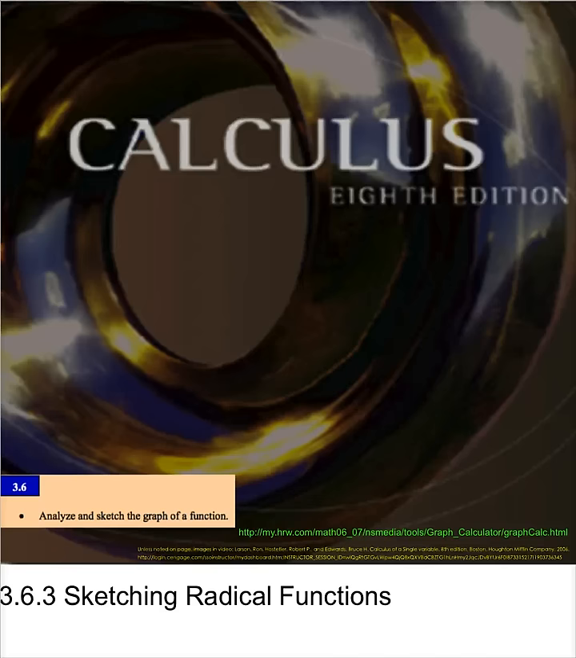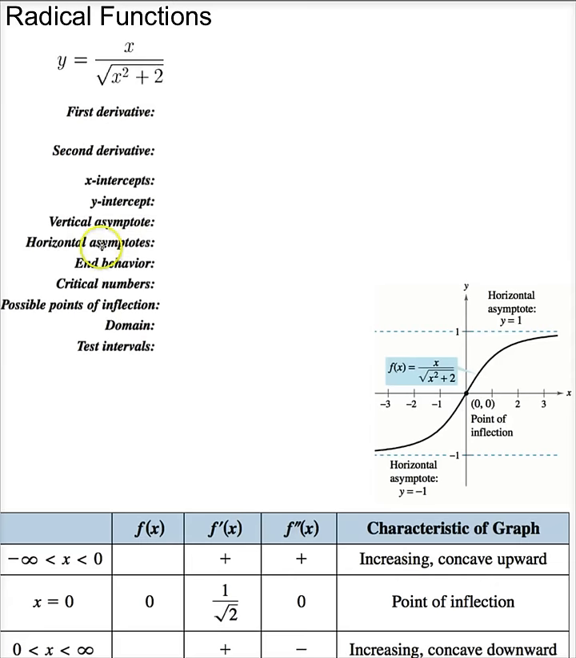Let's look at what happens when we need to sketch radical functions. Now, radical functions tend to have something wonky in them, but we follow the exact same steps. So, for y equals x over the square root of x squared plus 2, the first thing you need to do is take the first derivative, and of course the first derivative is f prime equals 2 divided by x squared plus 2 to the 3/2.